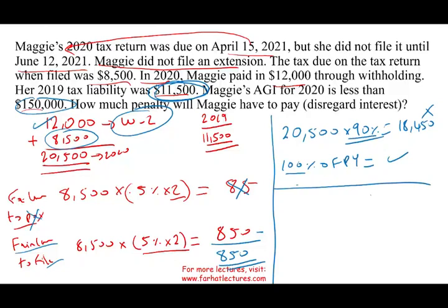So this is the penalty. There's no penalty for failure to pay estimated taxes. Therefore, what we did is we computed the failure to pay, but we did not count it because failure to file and failure to pay run concurrently, so we just go with $850. No penalty for failure to pay estimated income taxes.